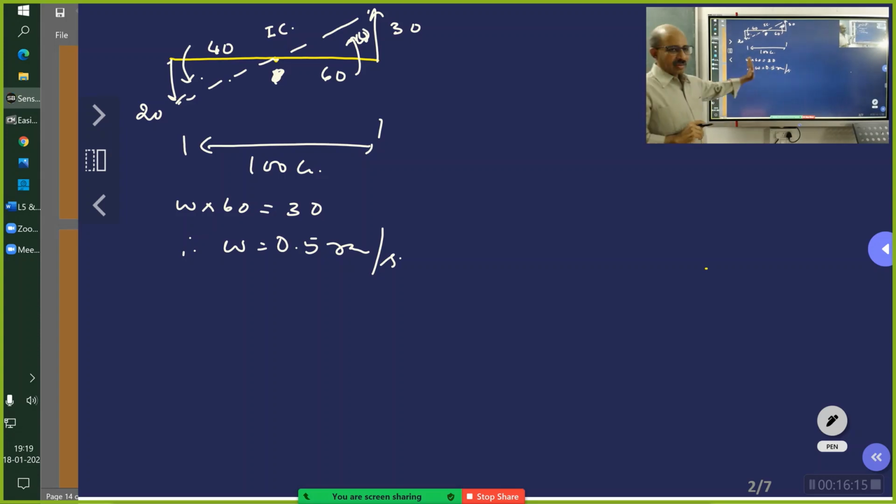See, this is a very simple sum. You should be able to tackle it like this. I hope everybody understood this.